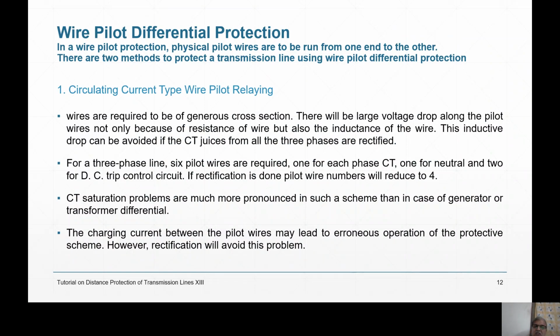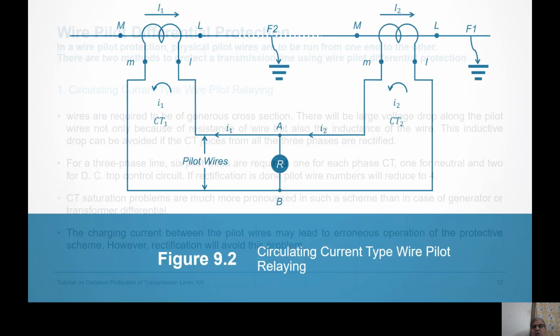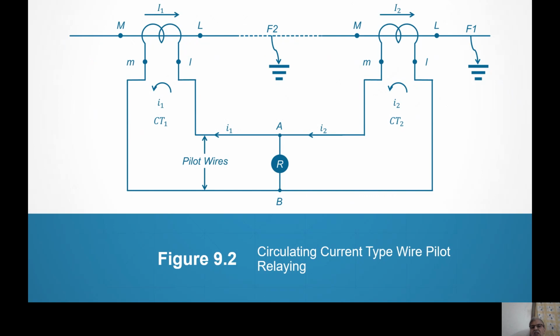CT saturation problems are highly pronounced, because to think that both the CTs have exactly a similar saturation characteristic is not possible. No CT manufacturer can manufacture like this, and there will be some difference when an external fault occurs. And then the relay may maloperate for an external fault. That is the problem. Then there is charging current in pilot wires. There will be charging current because this is AC. So that charging current leakage is a problem.